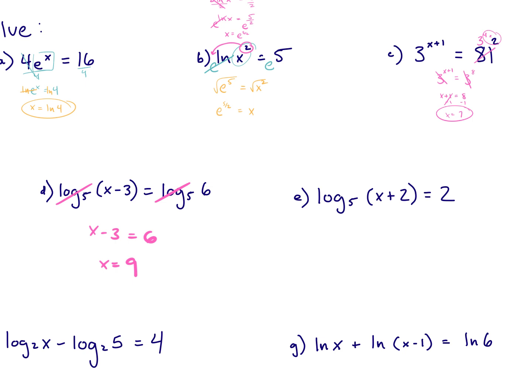Anytime you have a log equation, check your answer. We can't take the log of a negative, so you can just plug the 9 back in for x here. 9 minus 3 is 6. It's positive, we're good. So 9 works as an answer. So anytime you have a log or ln, you want to check your answer.